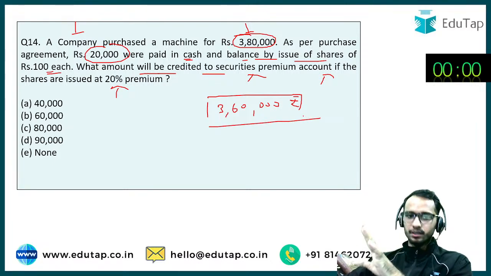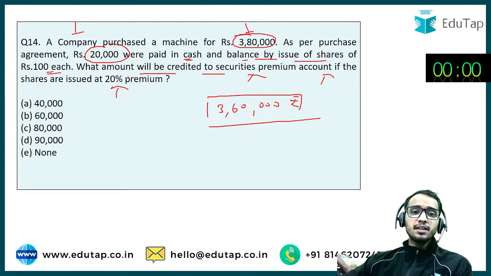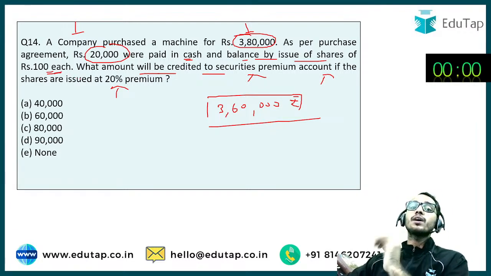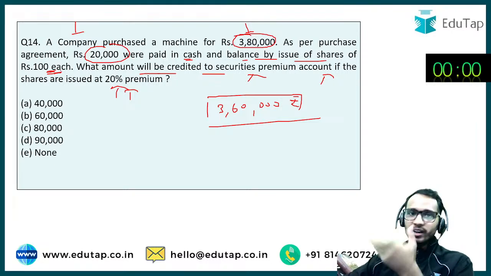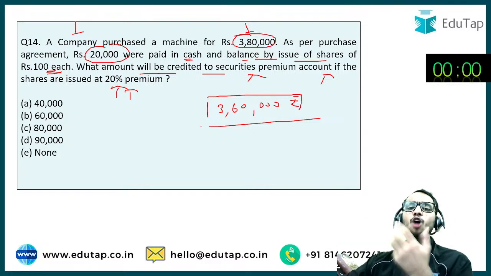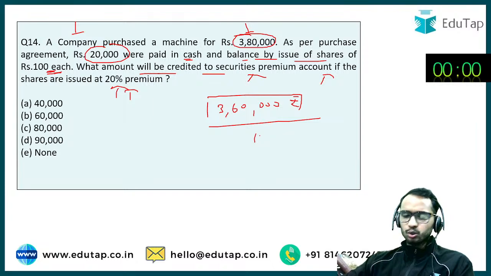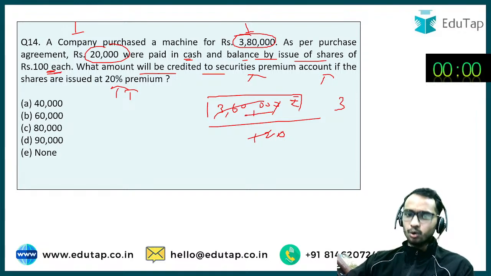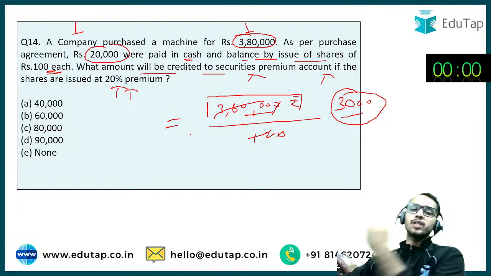Now, the question is saying that 100 rupees shares are there and you are issuing them at 120 price. 20% of 100 is what? 20 rupees. So the total price at which you are issuing the shares is 120. So how many shares are you issuing? First of all, let's calculate that. You will divide this by 120. 12 3s are 36 and 3 zeros. So you will have 3,000 equity shares. So you are issuing 3,000 equity shares.